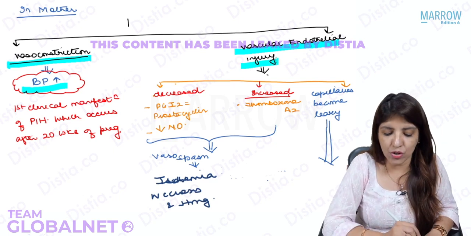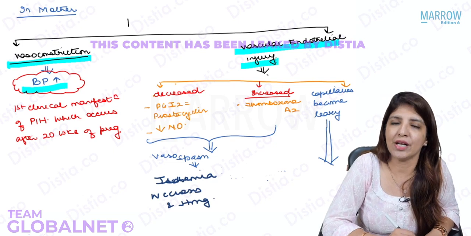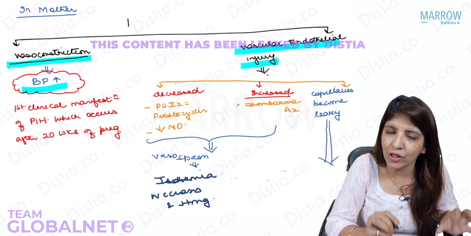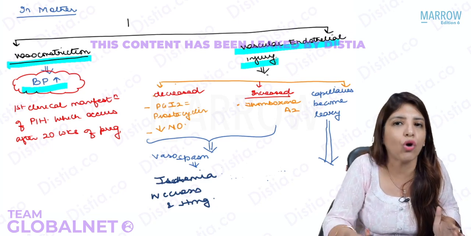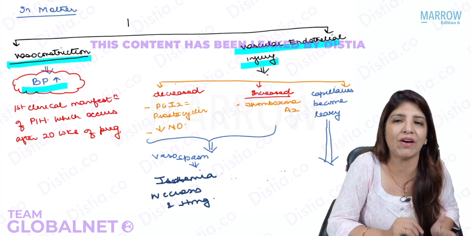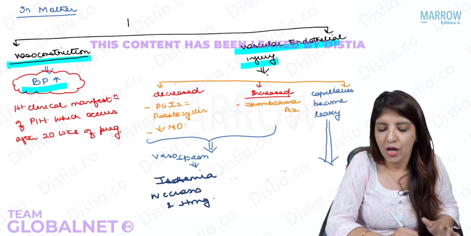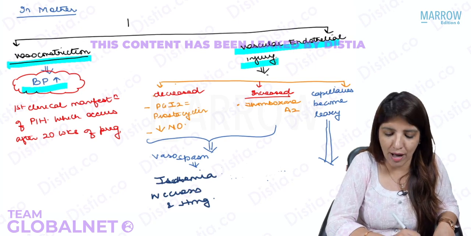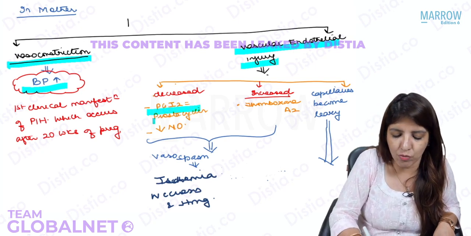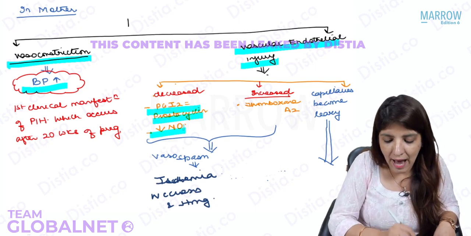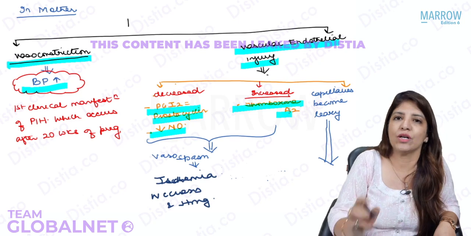Now, whenever there is vascular endothelial injury in the mother, this endothelium itself releases more vasoconstrictors and fewer vasodilators because of the injury. So because of this vascular endothelial injury, what is going to happen? Prostacyclin, which is a vasodilator, and nitric oxide are going to decrease, and thromboxane A2 is going to increase.